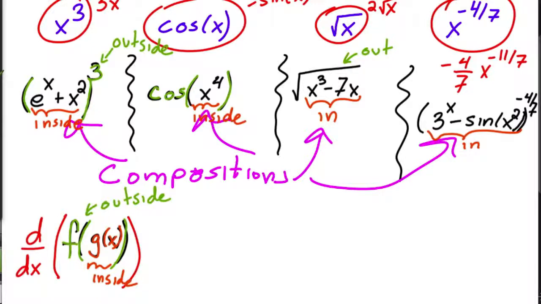Okay, so what the chain rule says is that the derivative of a composition of functions is equal to the derivative of the outside function, leaving the inside alone. So the inside here, g of x, is going to be left alone. You're not going to do anything. You're not going to get the derivative of the inside at this step. And then you're going to multiply times the derivative of the inside.